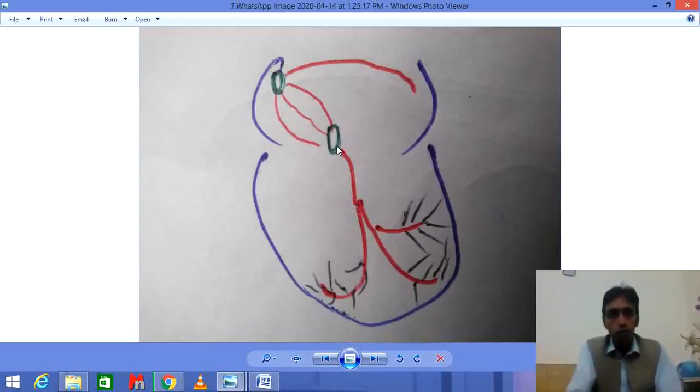Okay. When the signal is conducted after relaxation, the signal is conducted from the AV node to these areas. So the application of the AV node is to contract the atrium and the ventricle separately or individually.